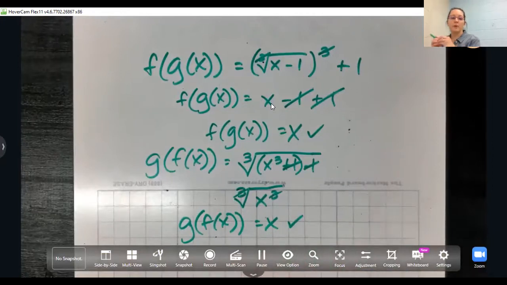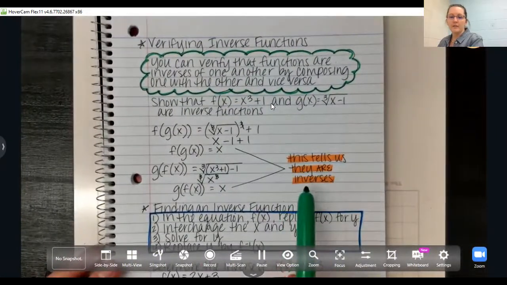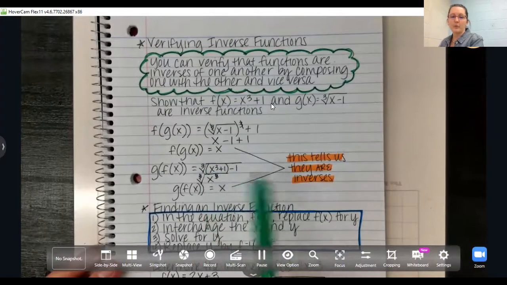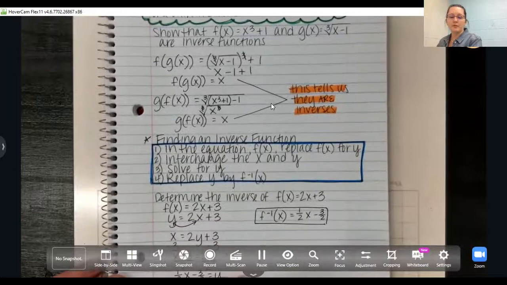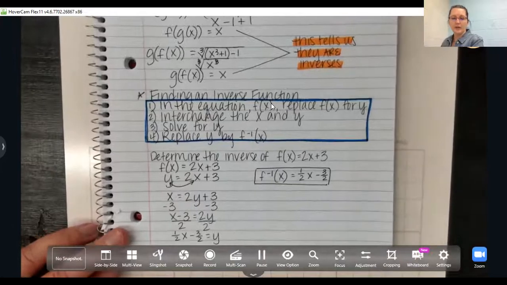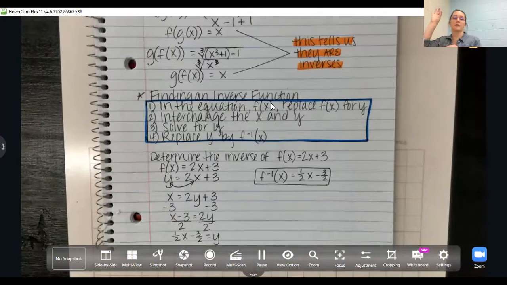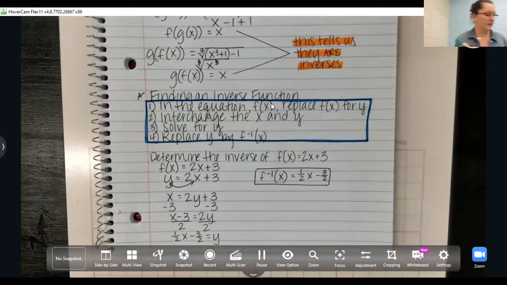So when they both verify, here's the work here, you can copy that down. This tells us that they are inverses when they both verify. They must both verify. So here's our second part, finding an inverse function. If I am only given one function and I want to find the inverse of that function, now what we talked about was the domain of one function is the range of the other function, right? So it would kind of make sense for us to flip the x and y in one of the functions to find the inverse of the other, doesn't it?